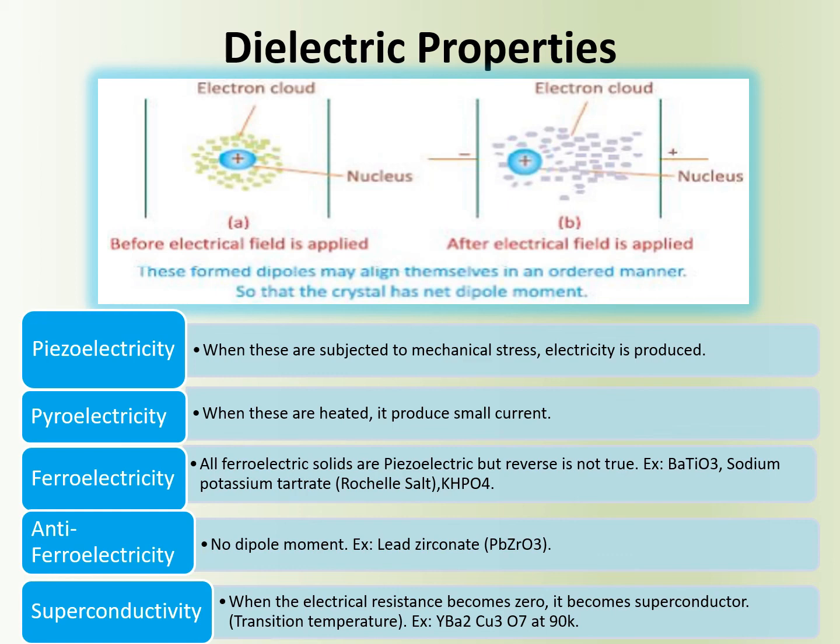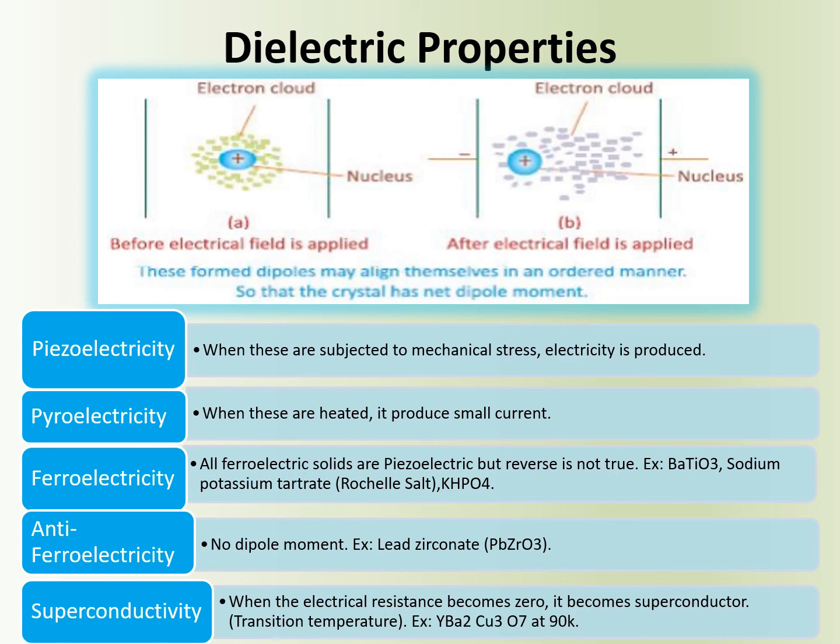The piezoelectric effect is obtained when polar substances are subjected to mechanical stress; electricity is then produced. That electricity we call piezoelectricity. Likewise, when you apply an external field on the polar crystals, a mechanical strain can be observed.